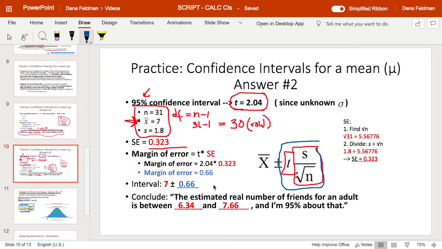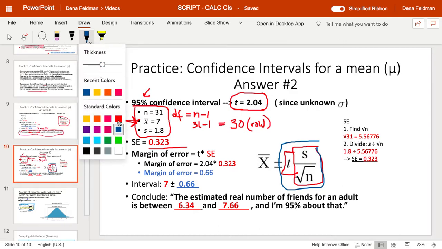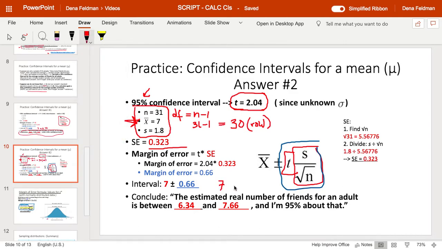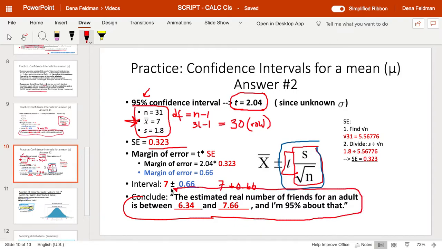And then that margin of error, I add to or subtract from 7. I have 7 plus 0.66, I have 7 minus 0.66, and I get therefore 6.34 and 7.66, so that my final answer is the estimated real number of friends for an adult is between this and this. And this is my informal language of conveying that this is the t-value that was used, the 95% t-value that was used.